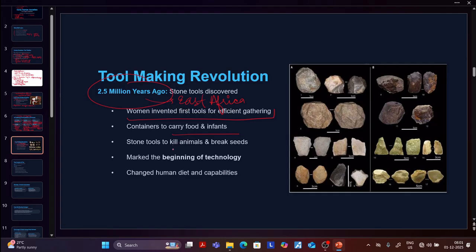Containers to carry food and infants, stone tools to break open nuts, and stone tools to kill animals, dig for tubers and harvest seeds. This wasn't accidental. Women were solving real practical problems. They innovated. These tools mark the beginning of technology, humanity's capacity to manipulate our environment deliberately, and they changed human diet and capabilities fundamentally. With tools, early humans could process food more efficiently.